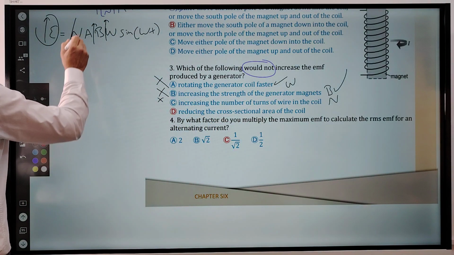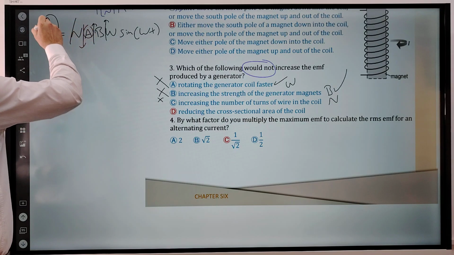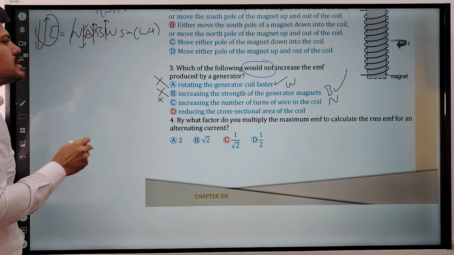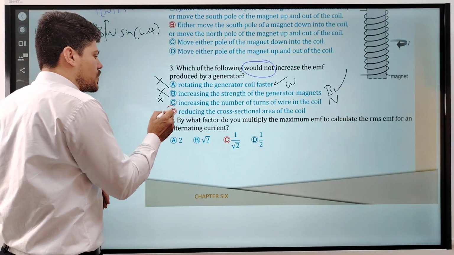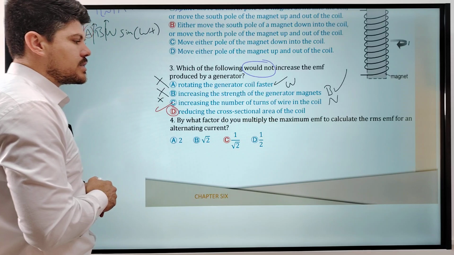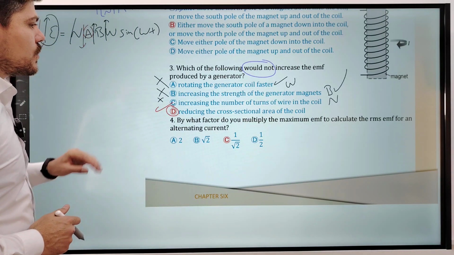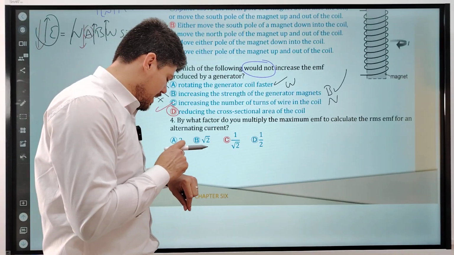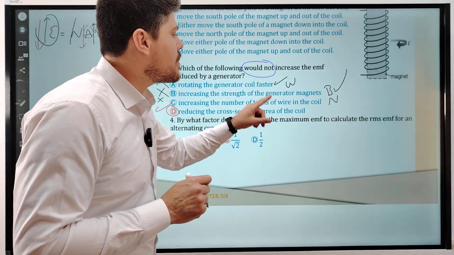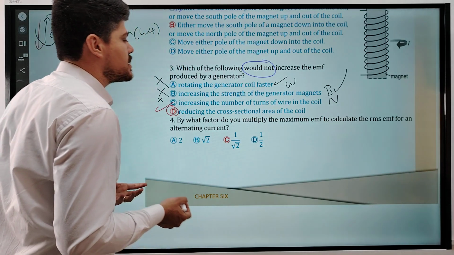By decreasing the cross-section area of the coil, does the induced EMF decrease? Yes, absolutely. So that is why D is correct. Okay. Question 4. By what factor do you multiply the maximum EMF to calculate the RMS EMF?